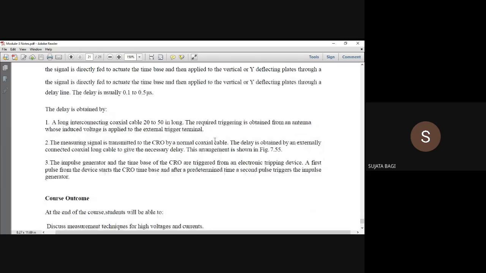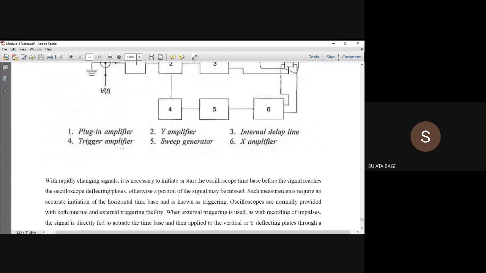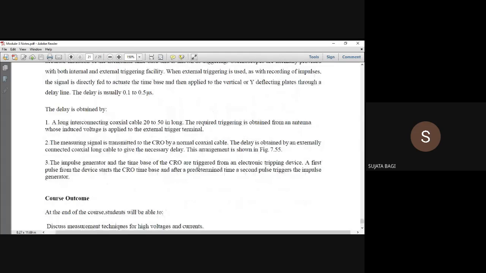If you see the impulse generator, the time base of the CRO is triggered from an electronic tripping device. So a first pulse from the device starts the CRO time base, and after a predetermined time, a second pulse triggers the impulse generator.